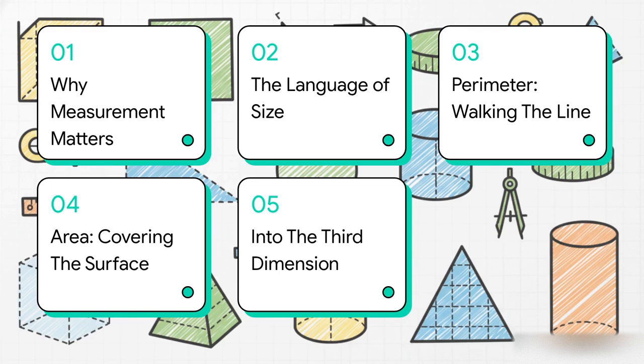All right, so here's the plan. First up, we're going to explore why measurement matters so much in the first place. Then we'll get the basic language down before we tackle the distance around a shape, that's perimeter, and then the space it covers, which is area. And to finish things off, we'll take all that and build it up into the third dimension.